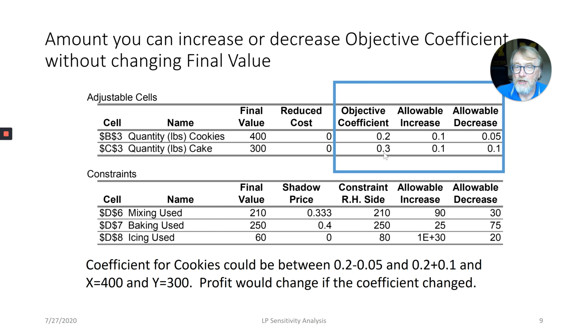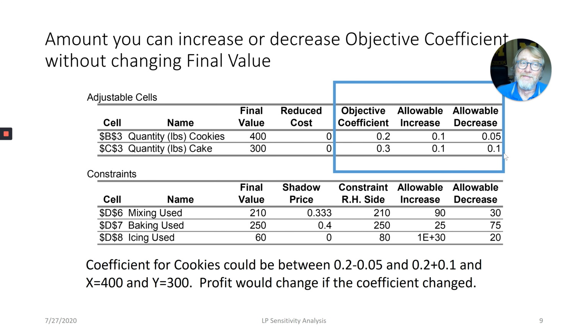Same thing for the coefficient for cake. The coefficient for cake is 0.3. We could move it up to 40 cents, increase it by a dime, and we'd still have 400 and 300. And same thing for decreasing it.